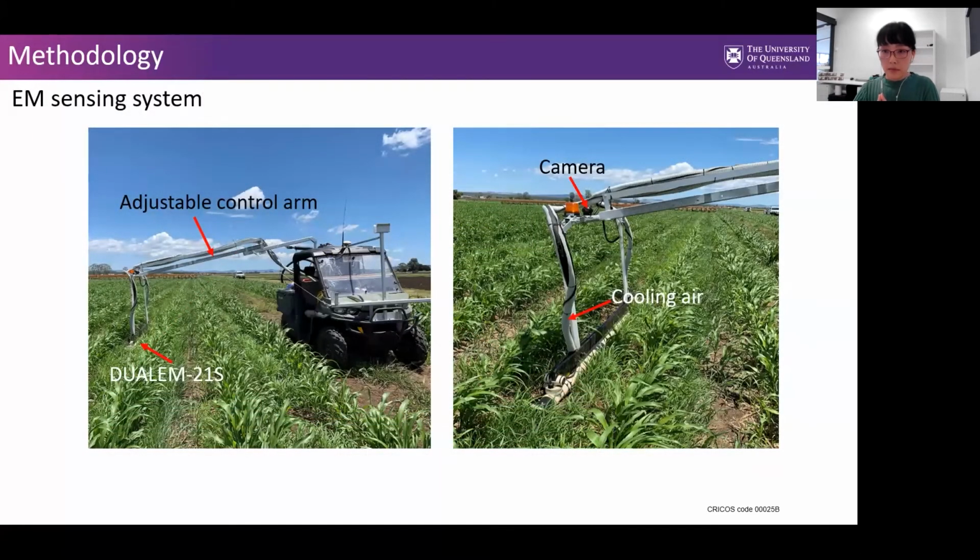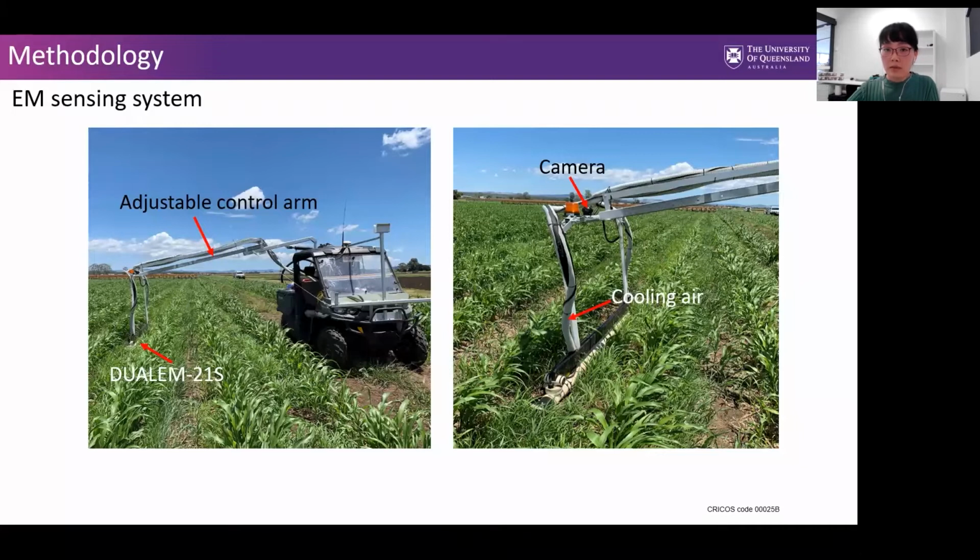Here is the EM sensing system used in this study. It was developed by my colleagues Joe and Peter. In this system, the Dualem 21S is secured in a PVC tube placed on the ground, and that was towed 3 meters to the right of the vehicle. The length of the control arm can be adjusted to enable the EM sensor to collect the soil responses from different crop rows. And the height of the control arm can also be adjusted to place the EM sensor at a different height above the ground to provide more resolution of the soil moisture information with depth.